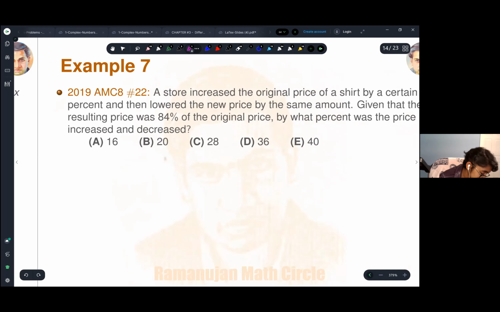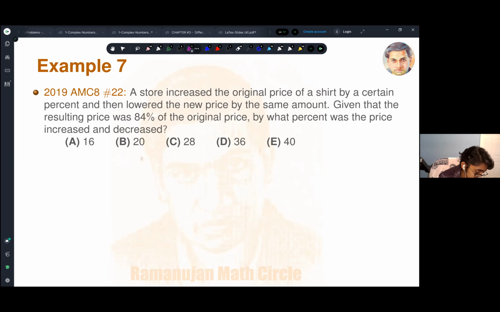Okay, next example. A store increased the original price of a shirt by a certain percent and then lowered the new price by the same amount. Given that the resulting price was 84% of the original price, by what percent was the price increased and decreased? So again, I'll give you some time to work on it and then we'll discuss.